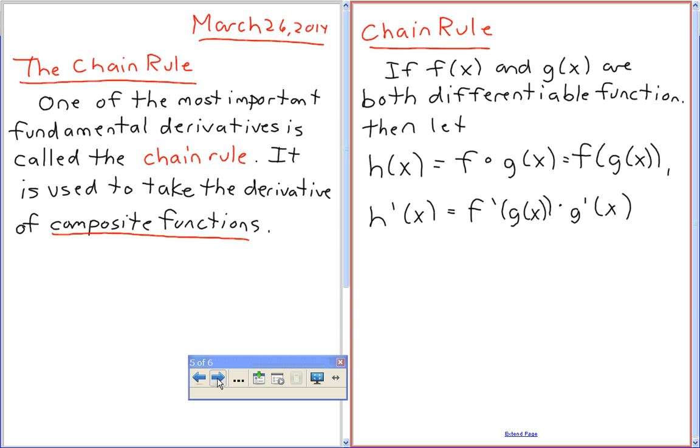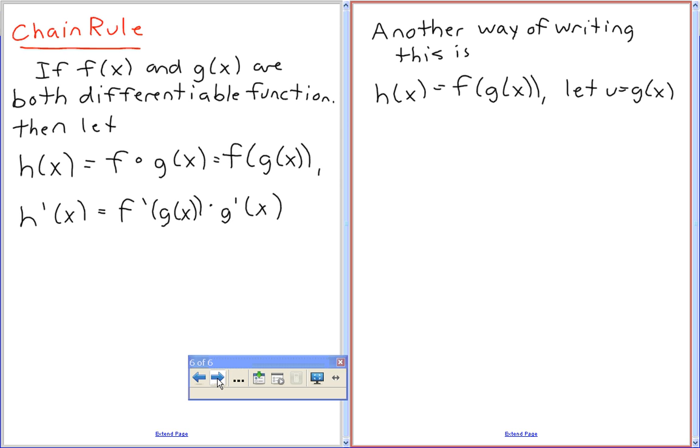Now this one, I'm going to let h of x equal f of g of x. I'm going to let u equal g of x. Megan, if u is equal to g of x, what does that change h of x into? Not f times u, but f of u, right? I just replaced the g of x with the u.